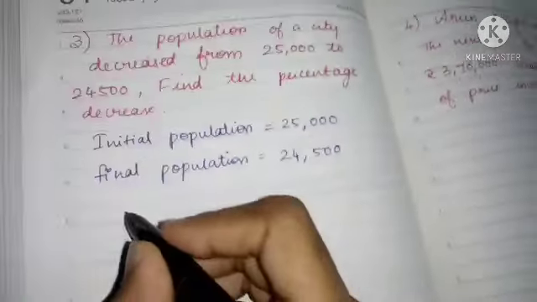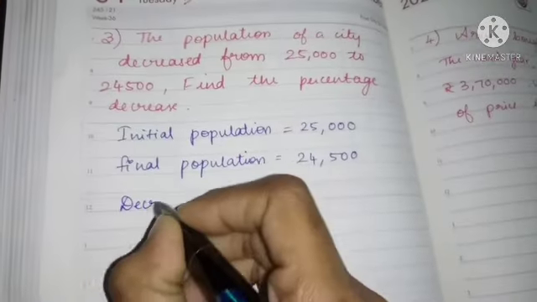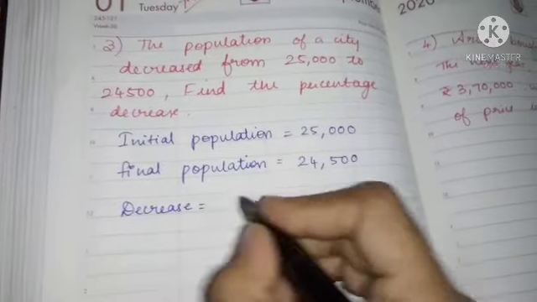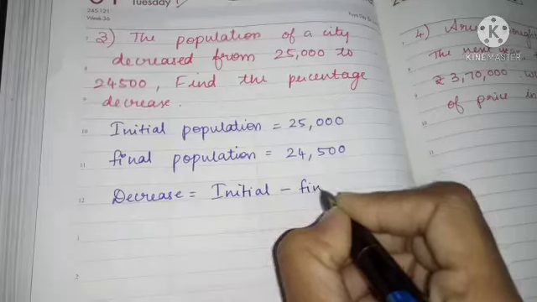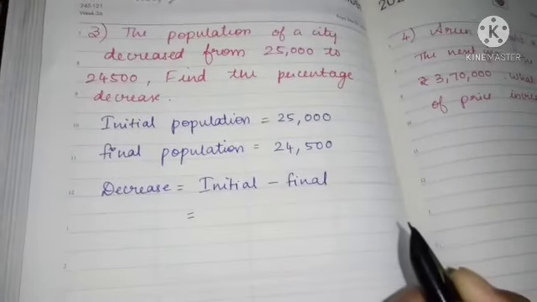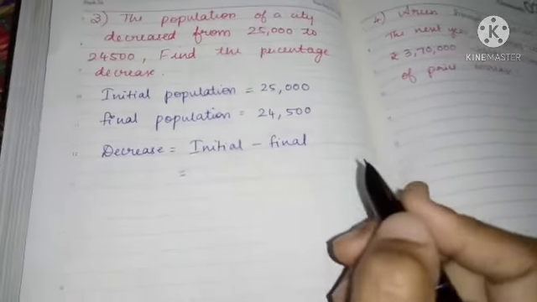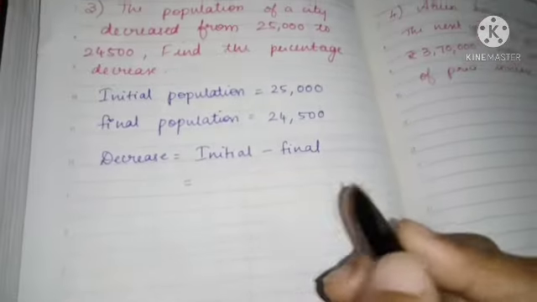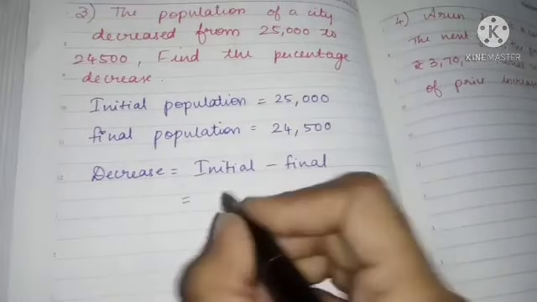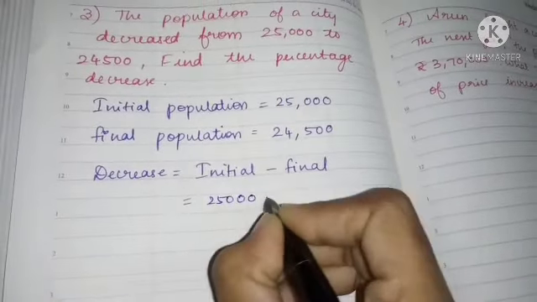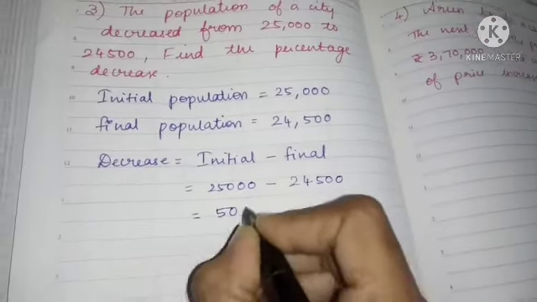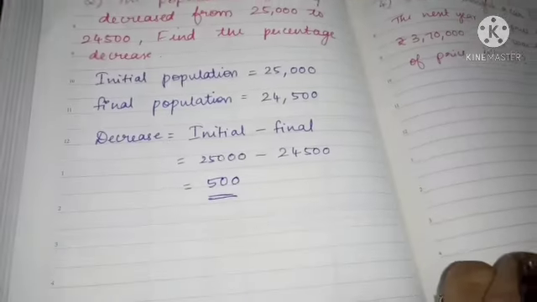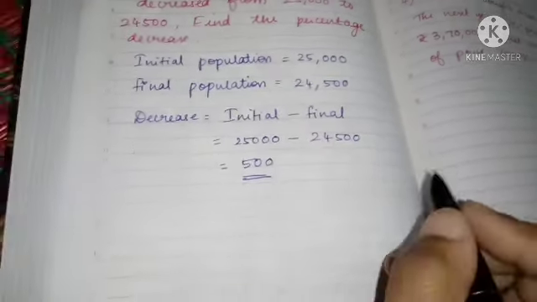So when compared to the previous population, now 500 people are reduced. So what is the decrease in amount? Decrease is equal to initial minus final. If you want to find how much is decreased, initial minus final, if you do, we can find how much is decreased. So 25,000 minus 24,500 is equal to 500. So 500 people are decreased when compared to the last year.